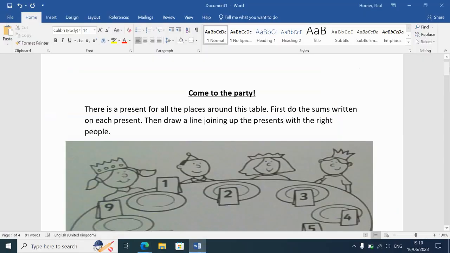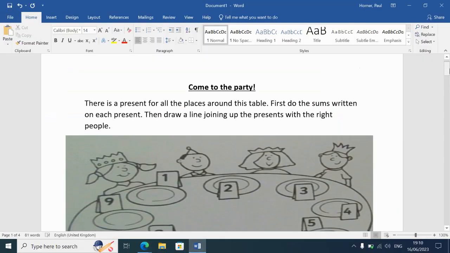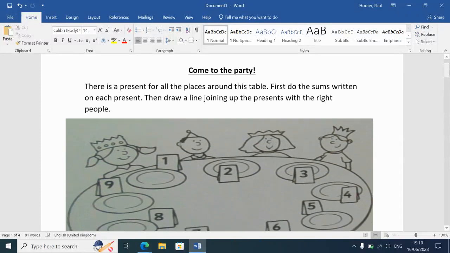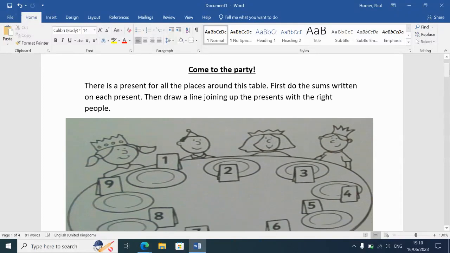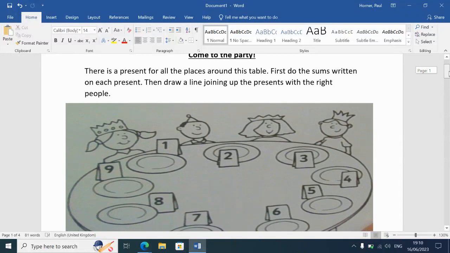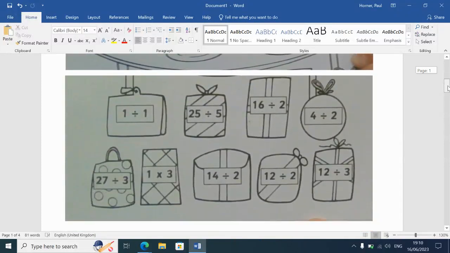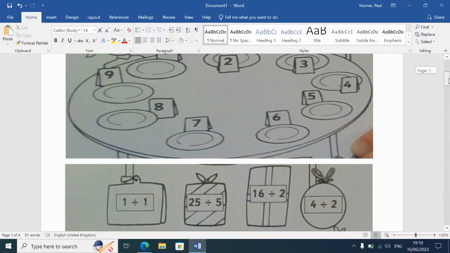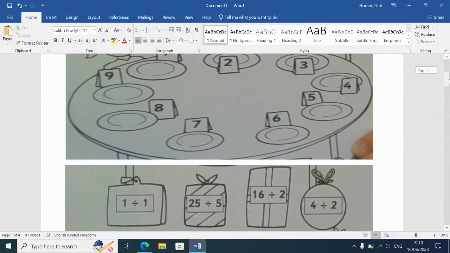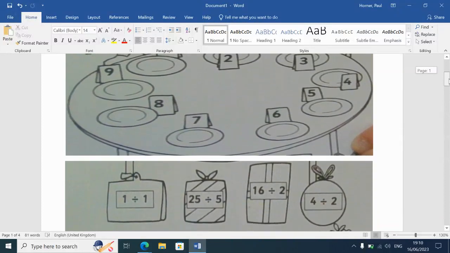Okay, so this first activity is titled "Come to the Party." Can you see it? Yeah, I can see it. So there is a present for all the places around this table. First, do the sums written on each present, then draw a line joining up the presents with the right people. So the presents are below, and you want to join them up. So if you want to do the first present there.